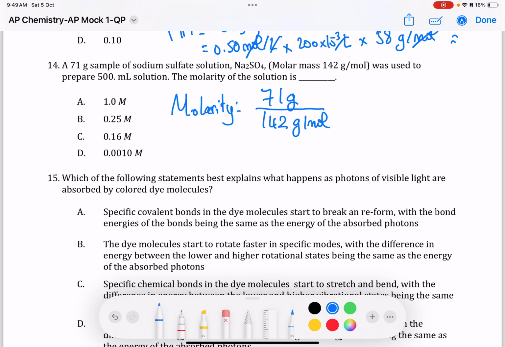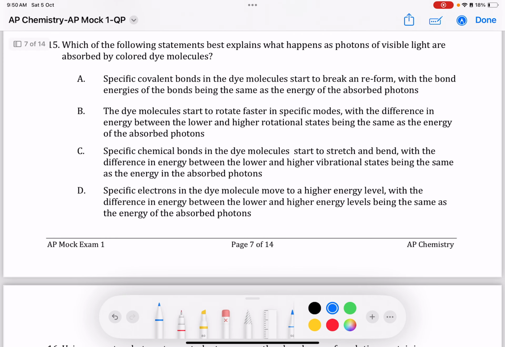And we need to divide it by the volume in order to calculate the molarity. So that is equal to 1 molar. Moving on.